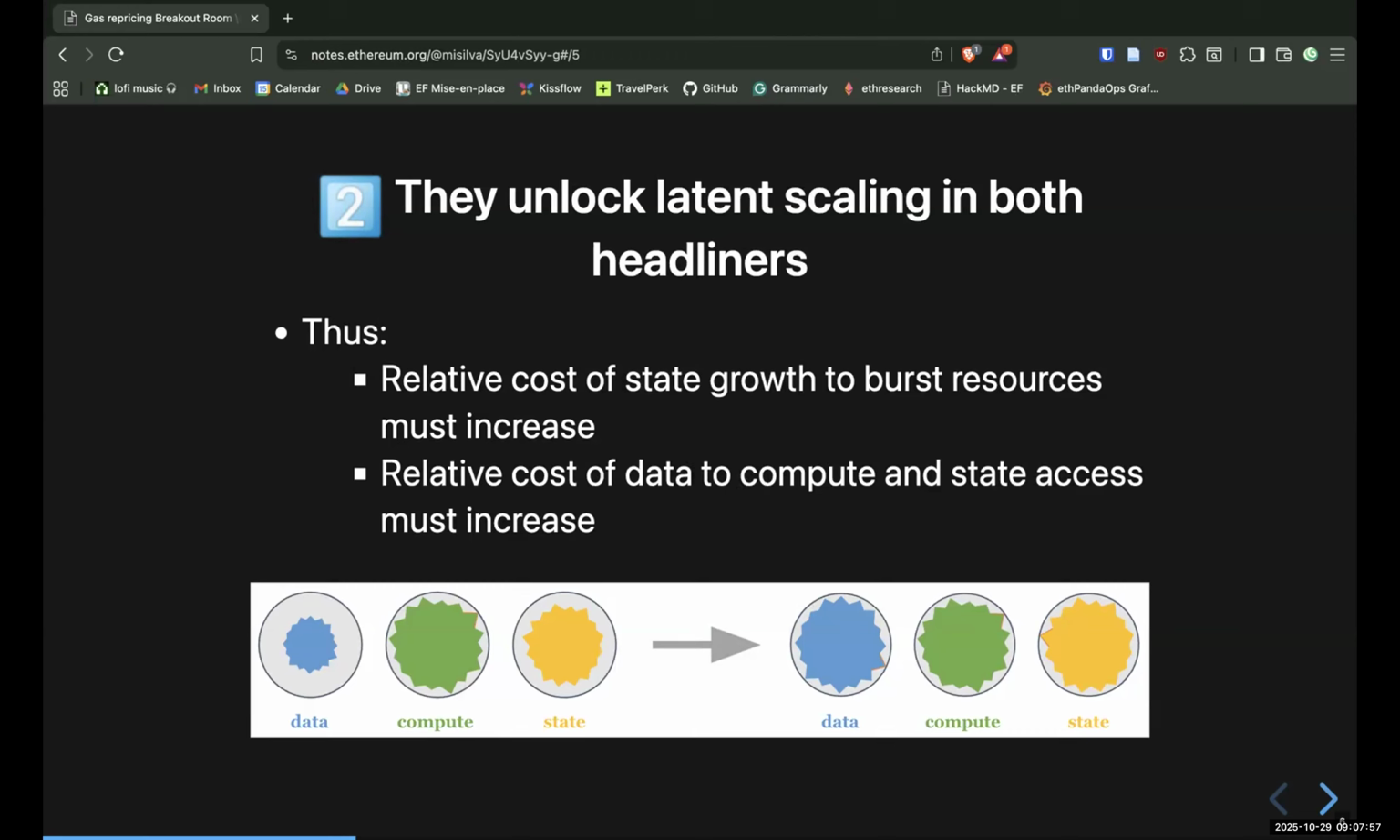And this is the same between the relative cost of data and compute and state access. Because now data will have to become more expensive in relation to both compute and state. And so without repricings, really the level of scaling we can get from both headliners is limited.